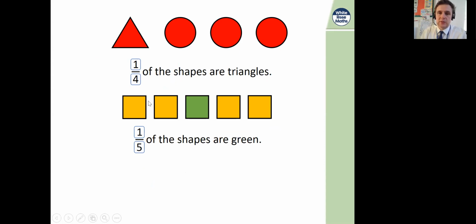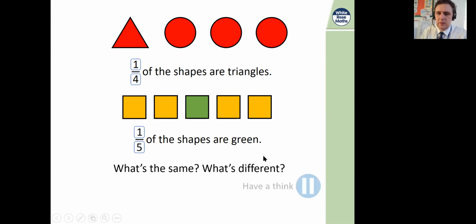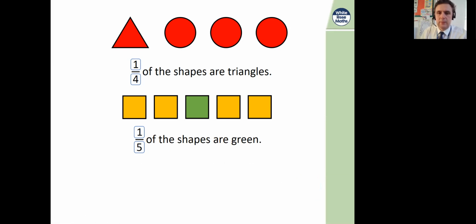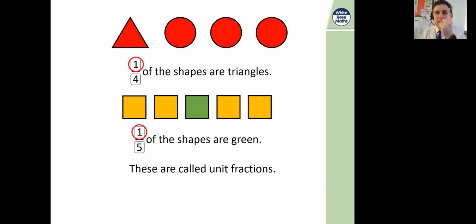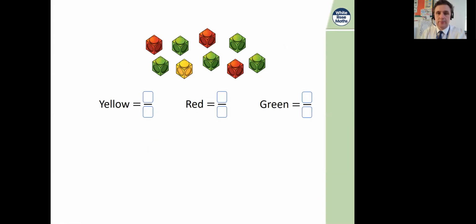Quarter of the shapes are triangles, quarter of these shapes are green. What's the same? What's different between those 2 parts there? Can you see something that's the same? Something that's different? Well, you can see there that both of the fractions have a numerator of 1. These are called unit fractions, where the numerator is 1. Unit fractions always have a numerator of 1.